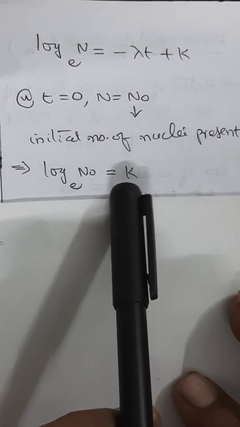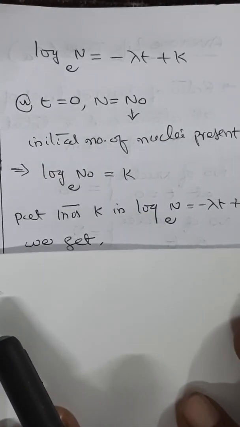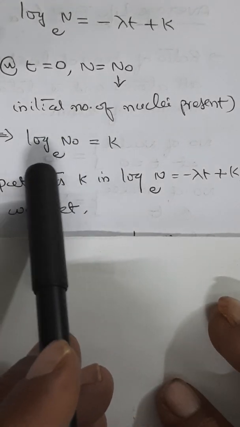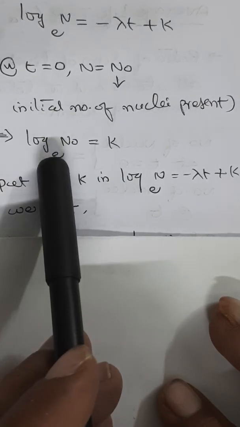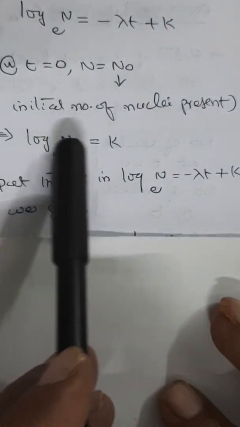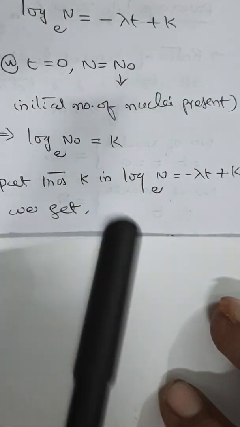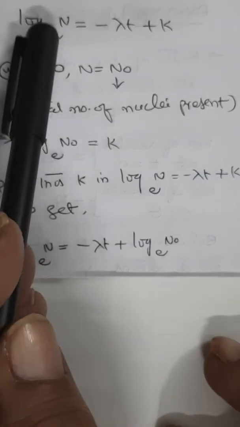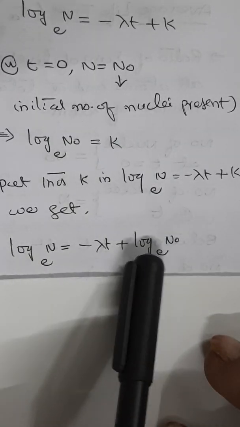Okay. Now you can write this as k value which you got as log n naught to the base e. Substitute this k in this equation. So putting this k value as log n naught to the base e in the equation log n to the base e equal to minus lambda t plus k, what we will get? Log n to the base e is equal to minus lambda t plus, what is k? Log n naught to the base e.